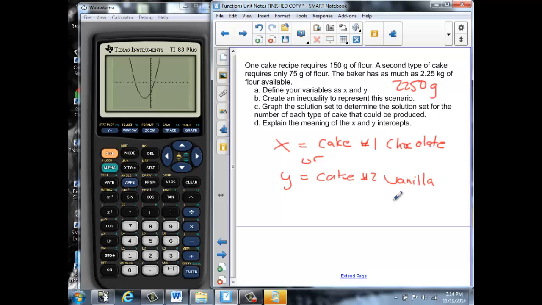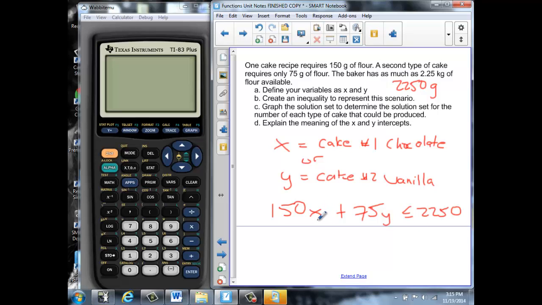Now I want to write an inequality to represent this scenario. Let me show you the inequality. A chocolate cake takes 150 grams of flour. So 150 grams times however many chocolate cakes would be here. A vanilla cake requires 75 grams of flour, but you only have 2.25 kilograms. This would be your inequality. Let me see whether I can explain it now that it's written out.